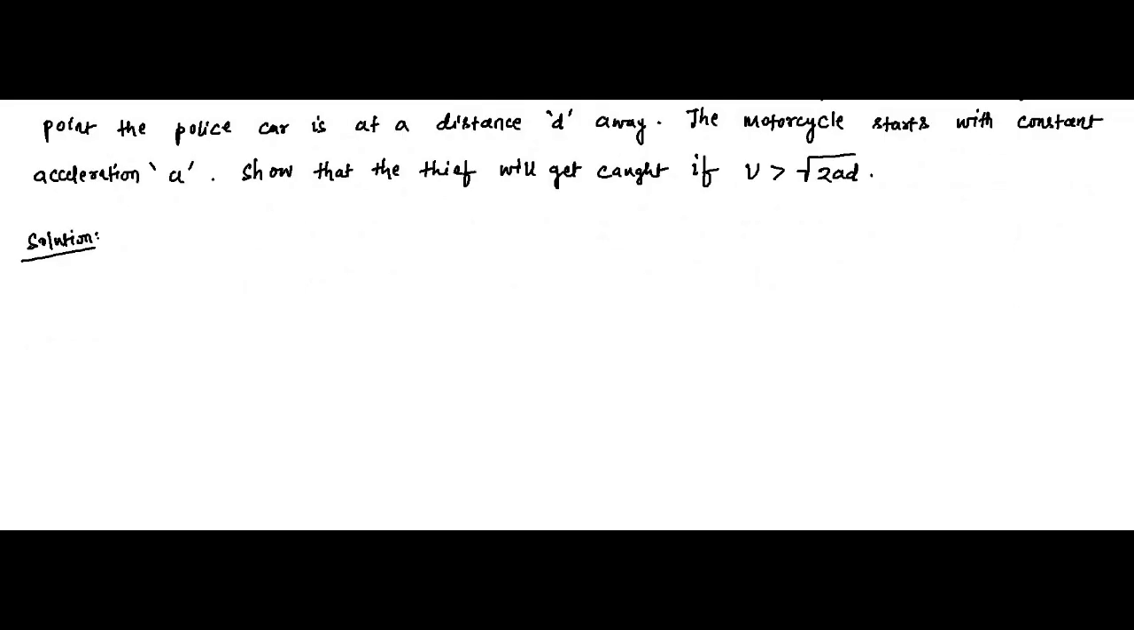So it has been given that a police car, this is the police car, we'll call it PC. It is moving with a uniform velocity v, constant velocity v. It is chasing a thief. This is the thief.